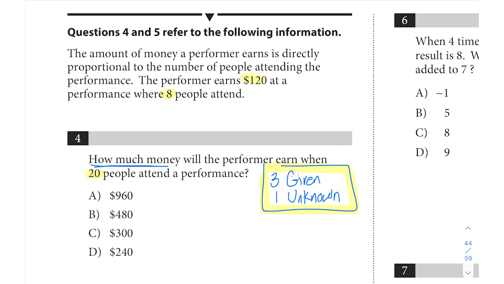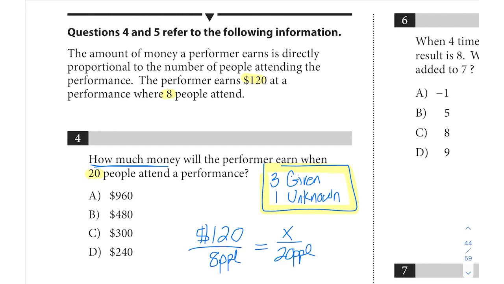And we're going to set up our proportion here. So you earn $120 per 8 people, and if it's proportional, you just line up the corresponding kinds of units. So in this case, that means it's going to be X dollars for 20 people. So that's the only key with the proportions.